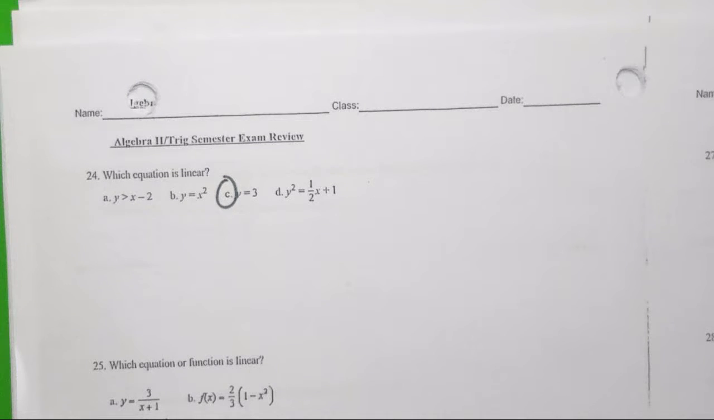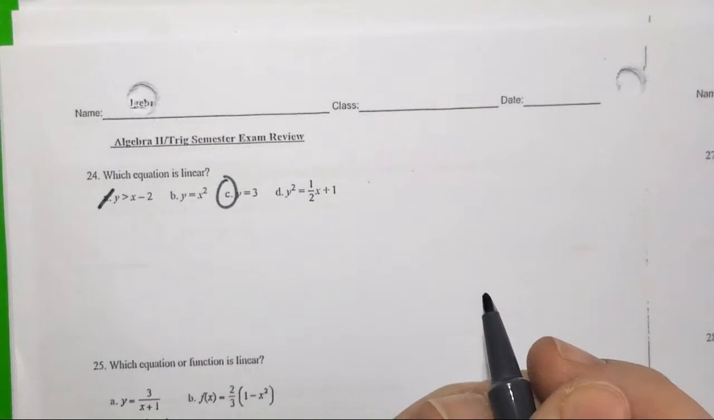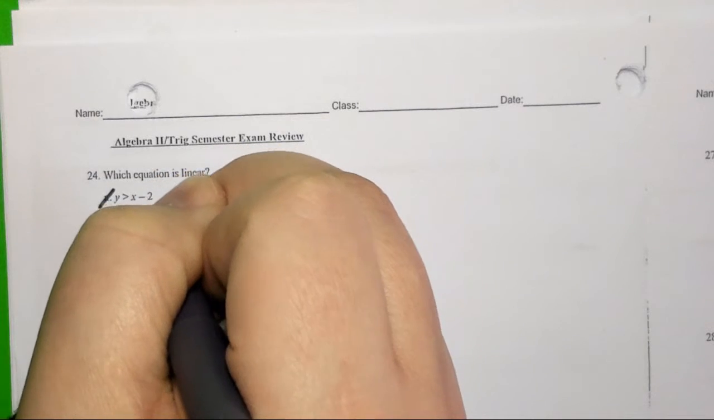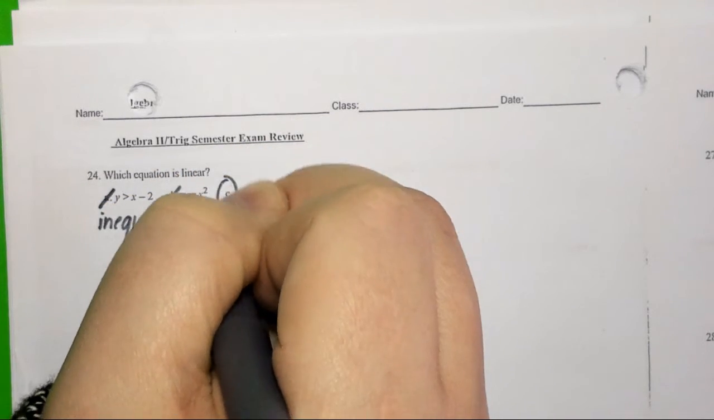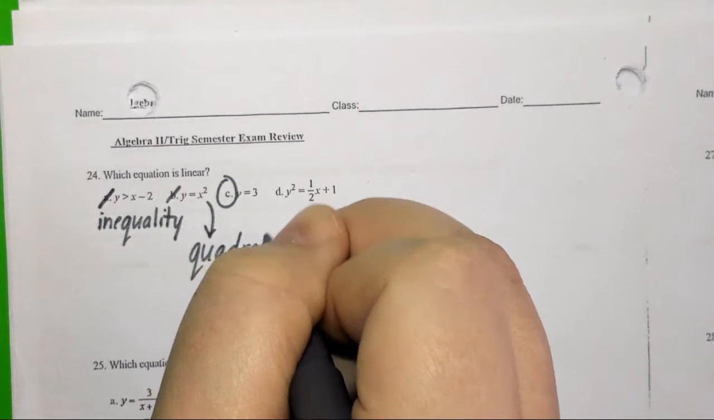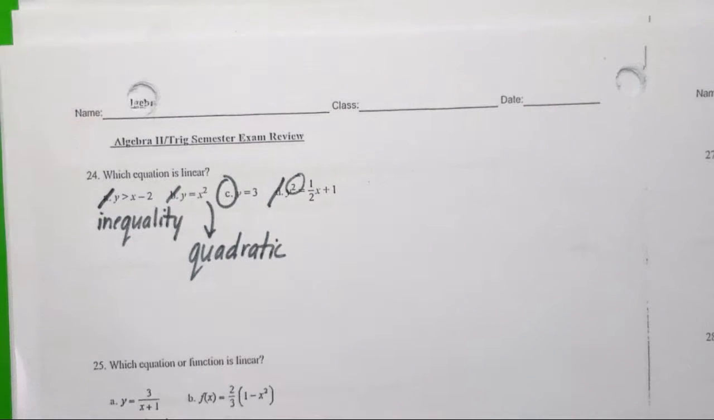This is getting to what makes something linear. So I know it's not A. That's an inequality. I know it's not B. We've been working on those for forever. That's a quadratic function. And then D, because of that exponent, it's not D either. It had to be C.